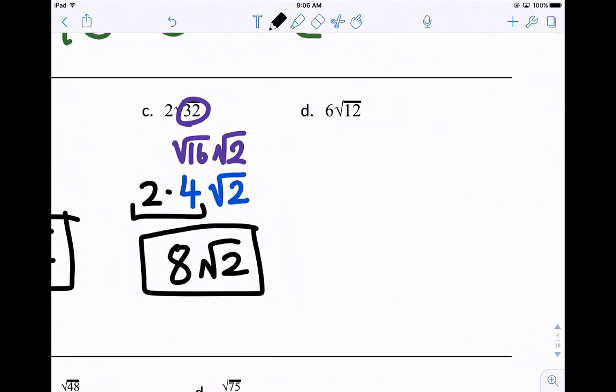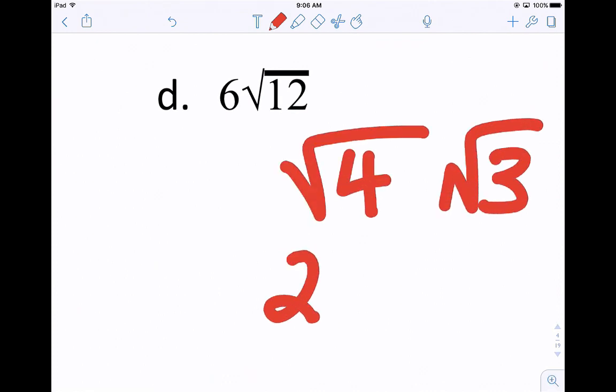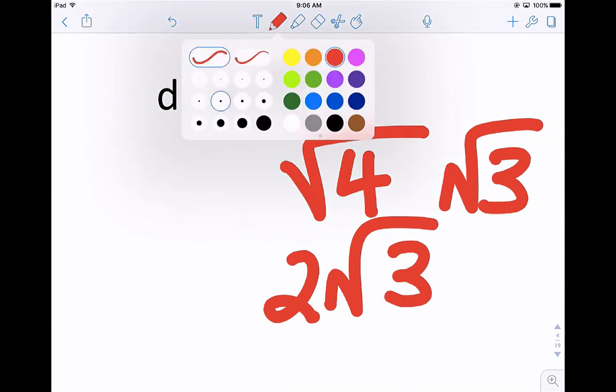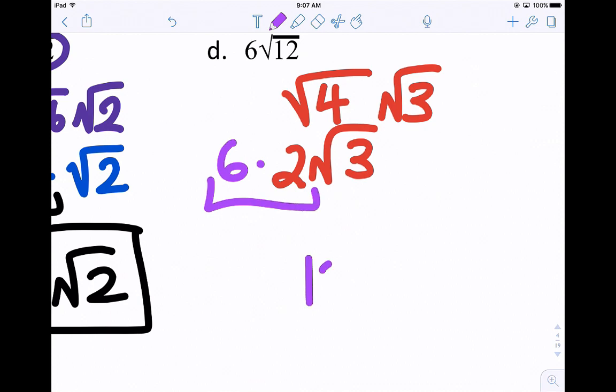All right, and then our last one here, we have the square root of 12, and I can rewrite that as the square root of 4 times the square root of 3. That's 2 square root of 3 times 6. 12 square root of 3.